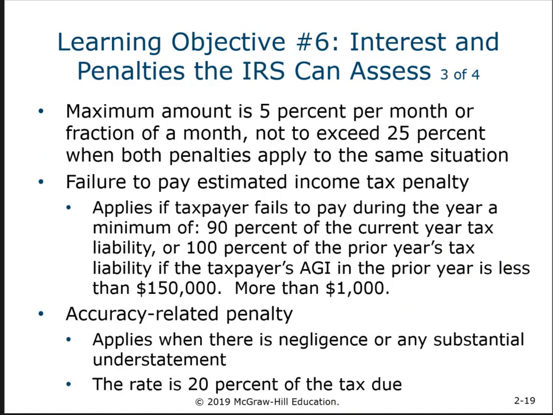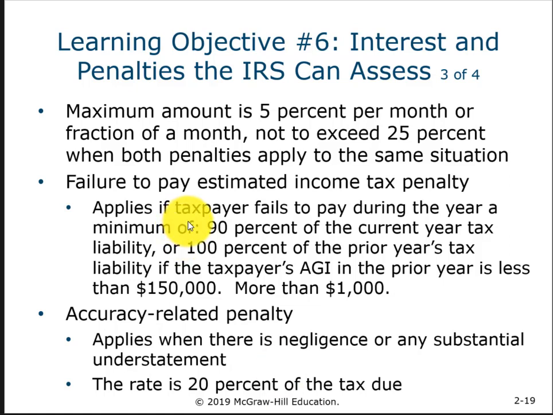Now, there is a situation where if you don't file and you don't pay, which is usually the case, your maximum amount is 5% per month or fraction of a month. So basically, the 0.5% is rolled into the 5%. Okay, so if both penalties apply, you're only going to be charged the one penalty, the bigger one, of course.